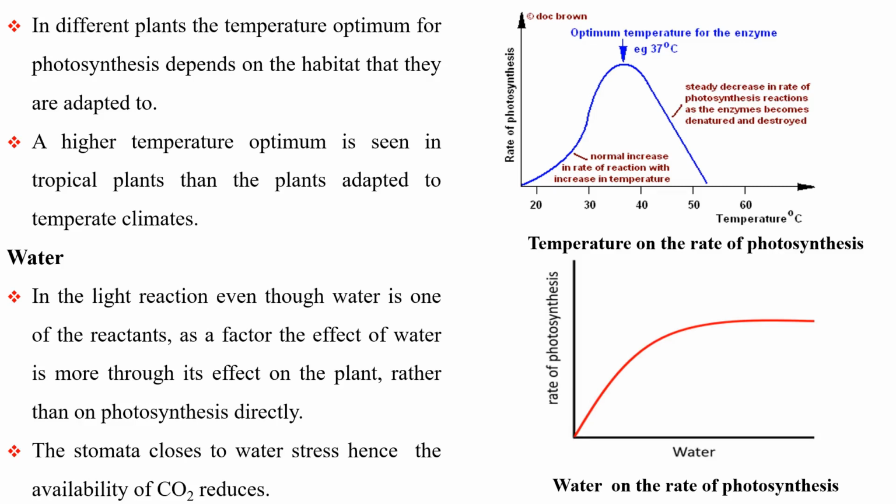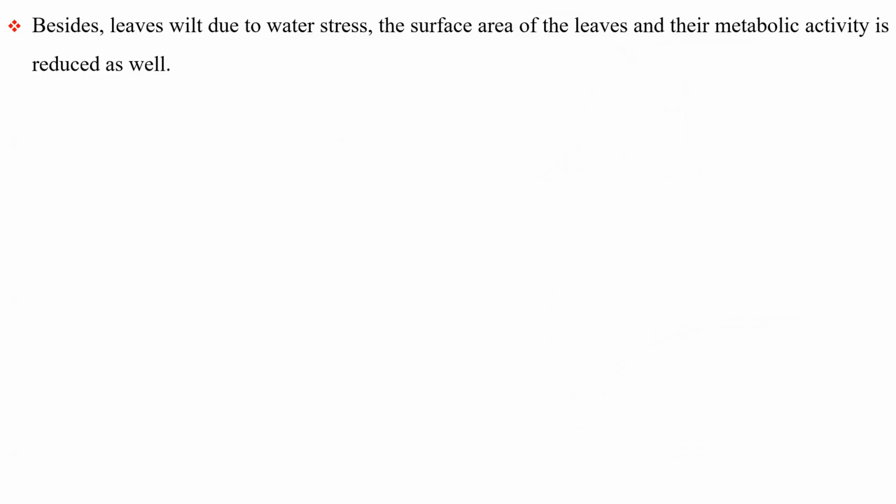Water. In the light reaction, even though water is one of the reactants as a factor, the effect of water is more through its effect on the plant rather than on photosynthesis directly. The stomata close due to water stress, hence the availability of carbon dioxide reduces. Besides, leaves wilt due to water stress, and the surface area of the leaves and their metabolic activity is reduced as well.